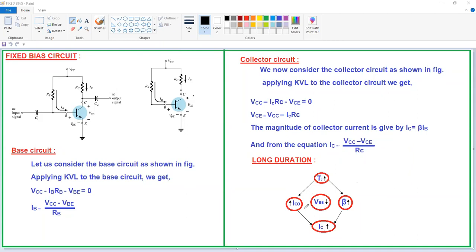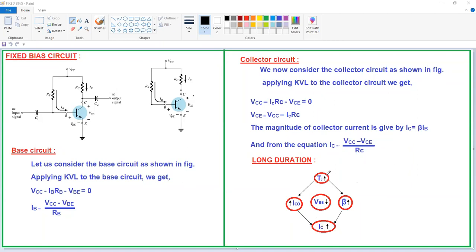The reverse saturation current is going to increase because of the increase of collector junction temperature. For every 10 degrees centigrade rise in temperature, the reverse saturation current is going to increase. That means ICO is going to increase. Because of this increase, IC is going to increase. Why? Because IC is proportional to ICO. That means IC is going to increase.